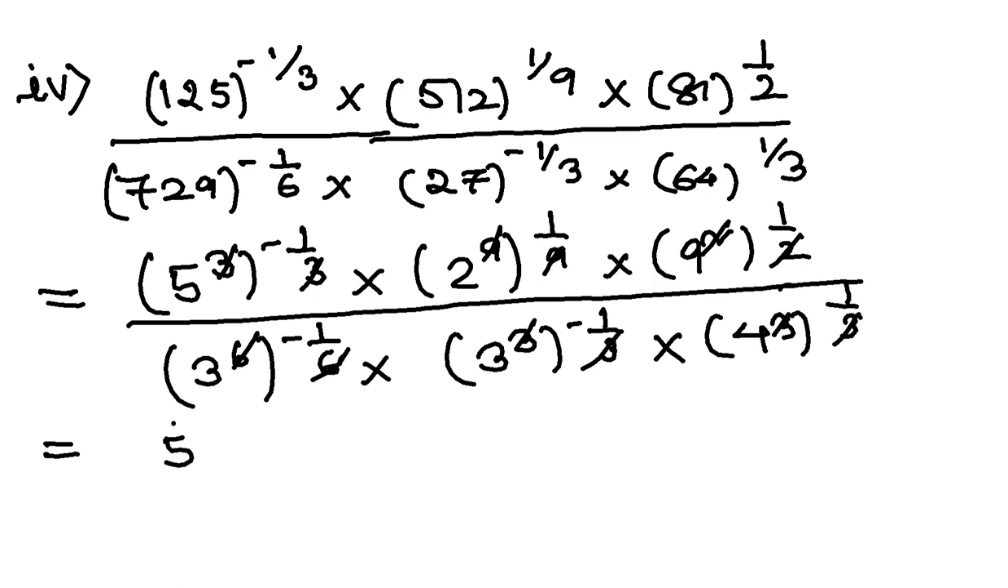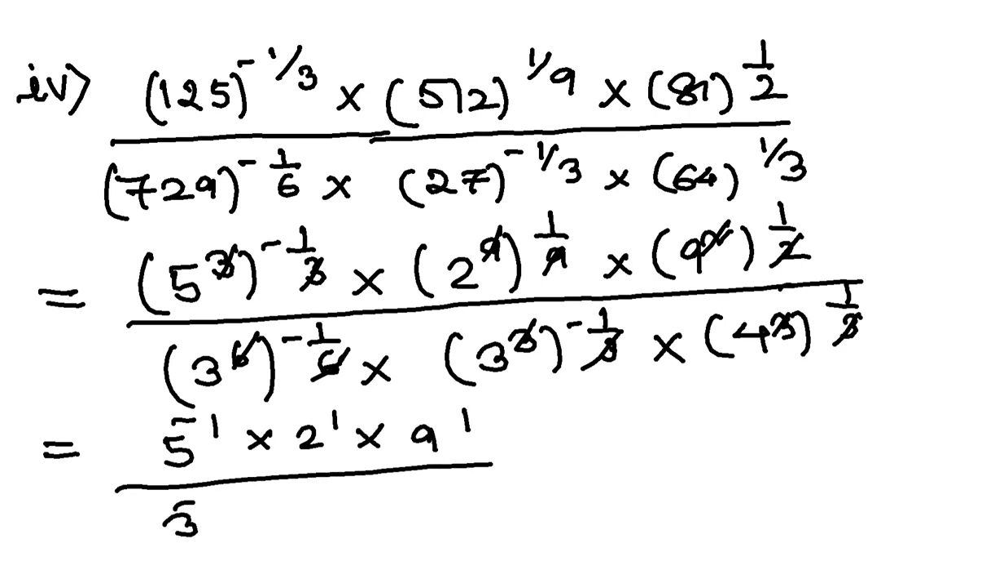So what is left? It equals 5 to the power minus 1 into 2 to the power 1 into 9 to the power 1 by 3 to the power minus 1 into 3 to the power minus 1 into 4 to the power 1.